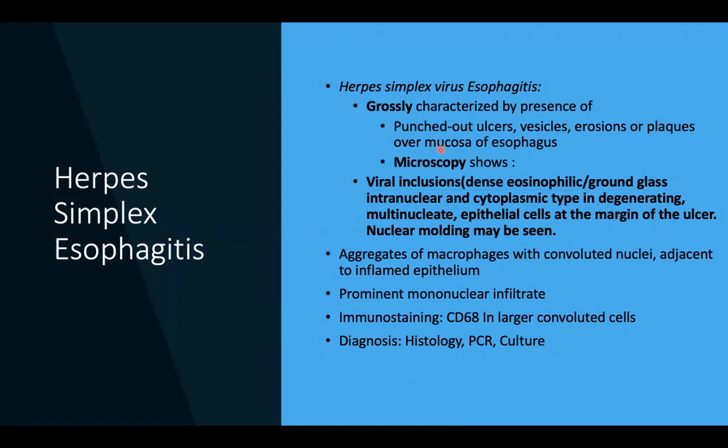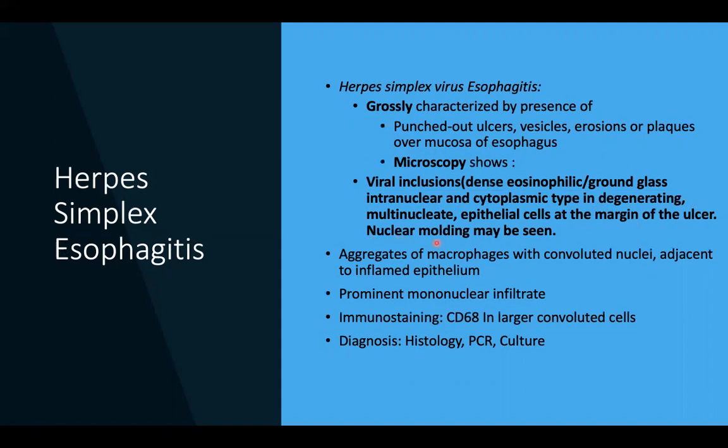So herpes simplex esophagitis has characteristic features which you should always remember. Punched out ulcers, and it could be in the form of vesicles. Sometimes it forms erosions or superficial ulcerations. Plaques can also be seen. Microscopically, there are viral inclusions. Inclusions are generally Cowdry type A, commonly eosinophilic, and there could be ground glass inclusions. Inclusions could be both intranuclear as well as cytoplasmic, and they are commonly seen in degenerating multinucleated epithelial cells, very commonly at the margin of the ulcer.